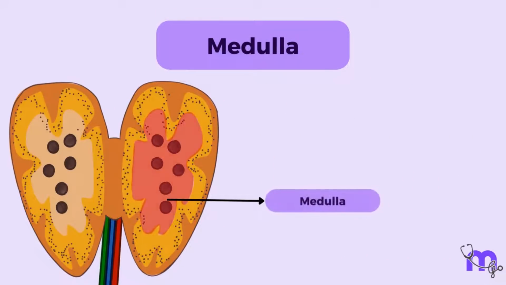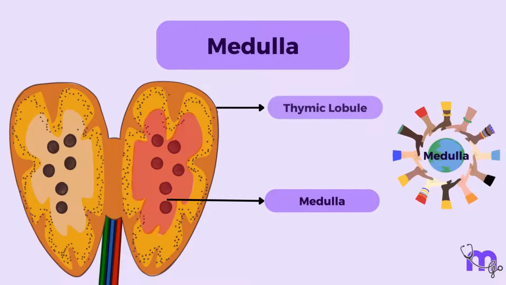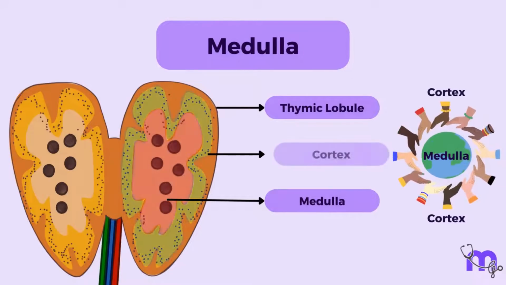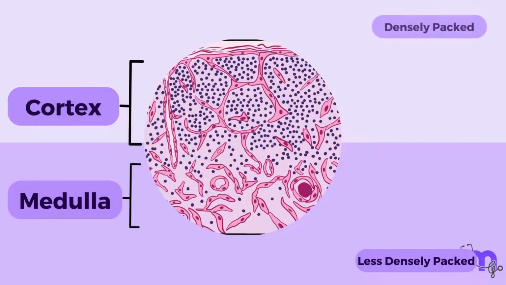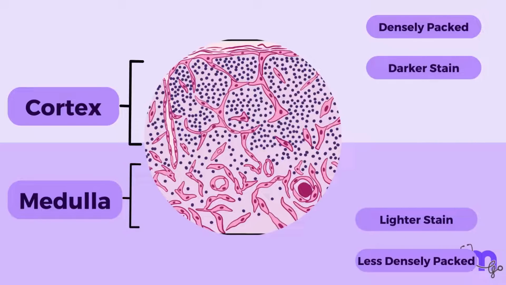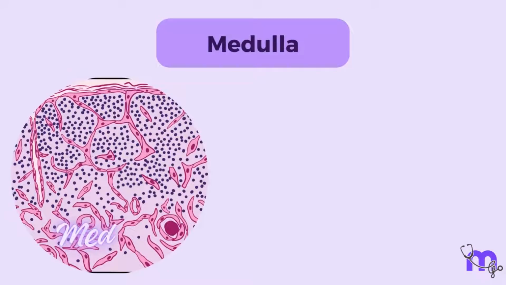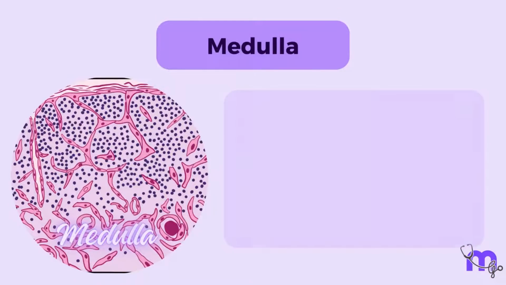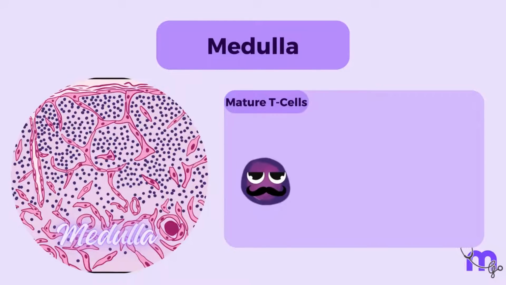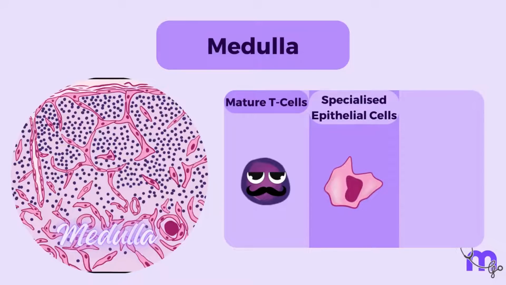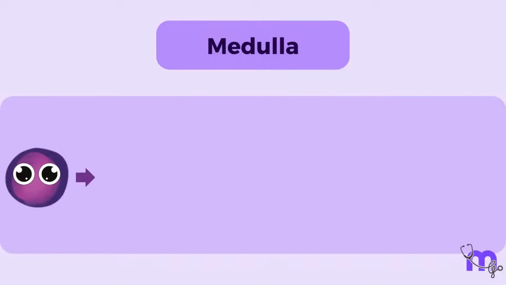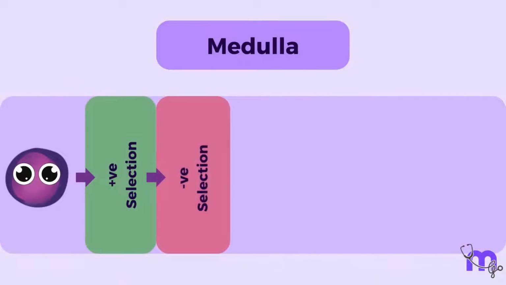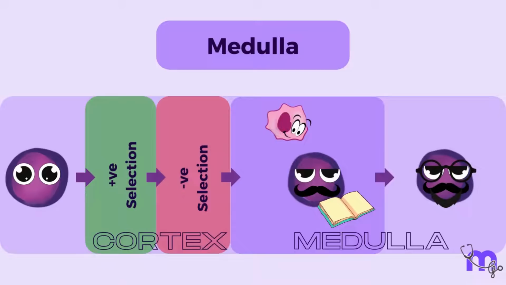The medulla is located toward the central part of the thymic lobules, surrounded by the cortex. It appears less densely packed than the cortex and often has a lighter staining appearance under the microscope. The medulla contains a mixture of different cell types, including more mature T cells, specialized epithelial cells, and other stromal cells.